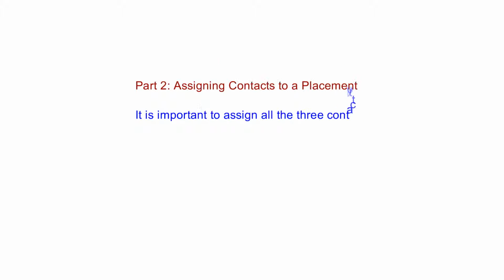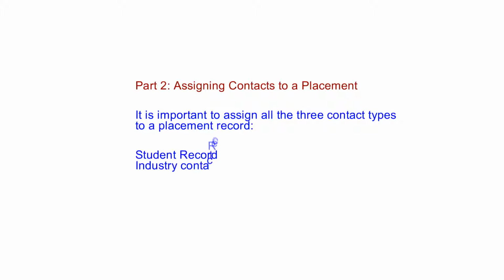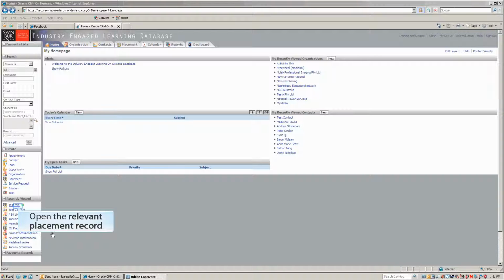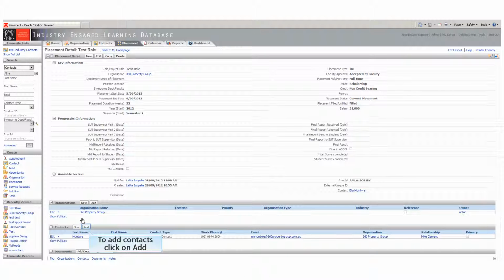Part 2. Assigning contacts to a placement. It is important to note that the student record, industry record, and Swinburne University supervisor record should be assigned to each placement record. Open the relevant placement record. To add a contact, click on Add on the Contacts tab.